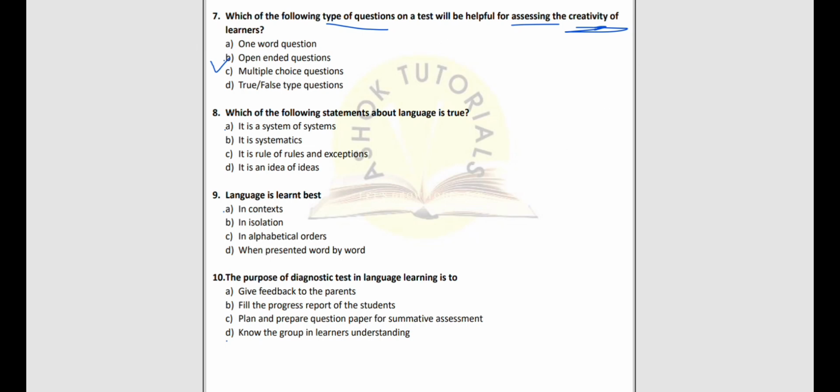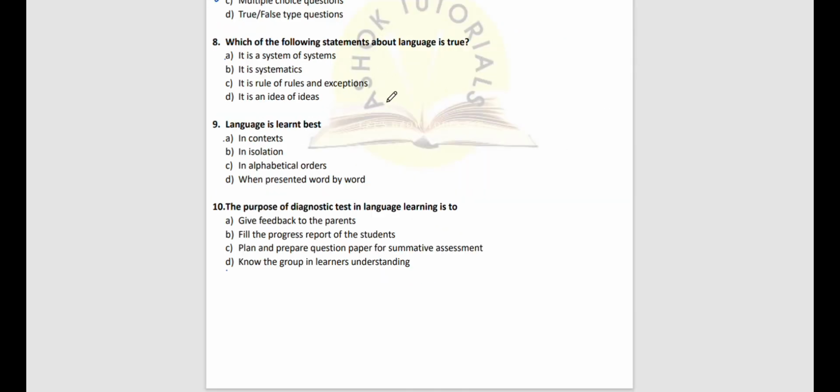Let's go to the next question now. Now we have question number 8. Which of the following statements about language is true? It is a system of systems. It is systematic. It is a rule of rules and exceptions. It is an idea of ideas. Please answer.